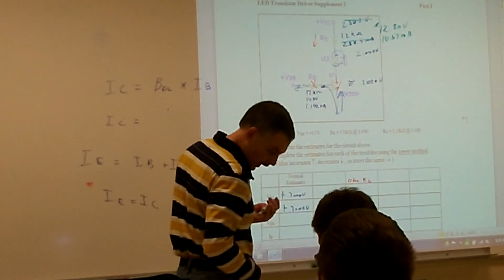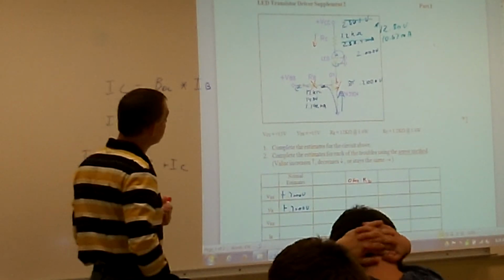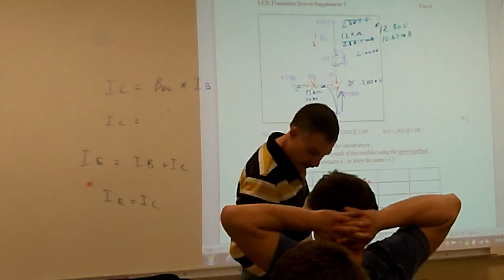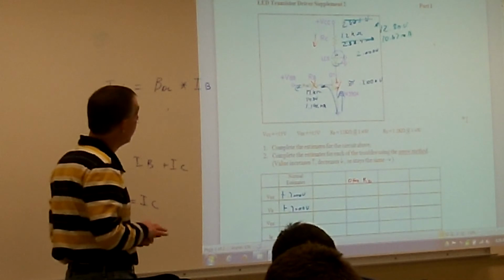And then would Q1 be on or off? Off. And then would the LED be on or off? Off. Okay.